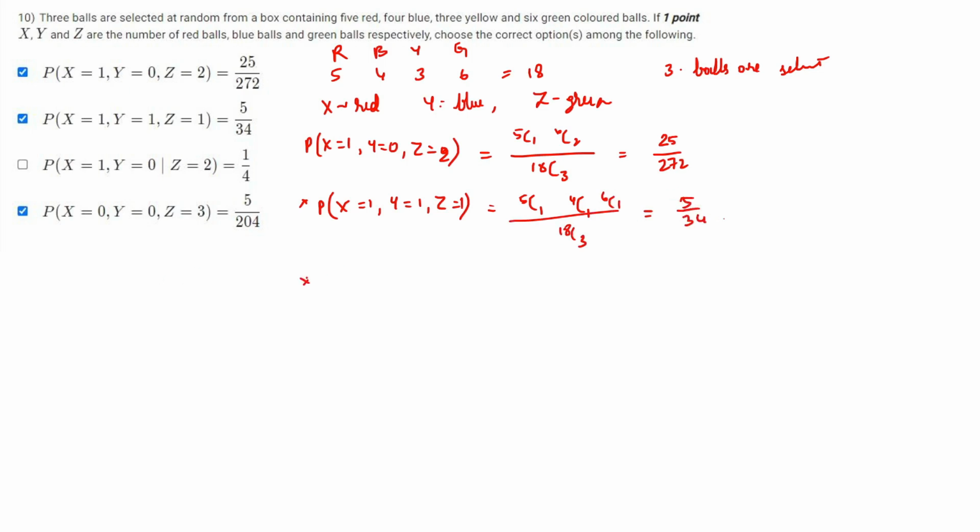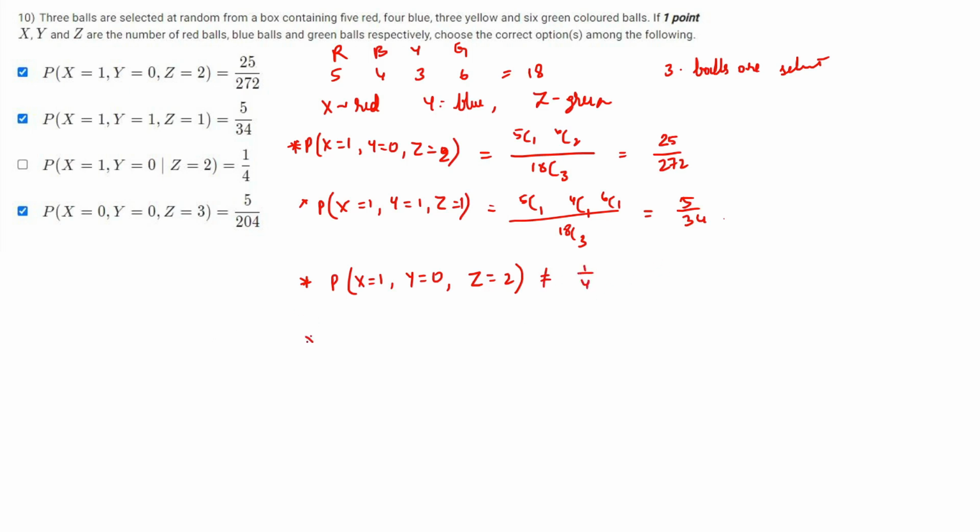Okay, the third option is probability of x equal to 1, y equal to 0 and z equal to 2. Now we have already seen that the first option is right, so this option obviously will be false. This will not be equal to 1 by 4.